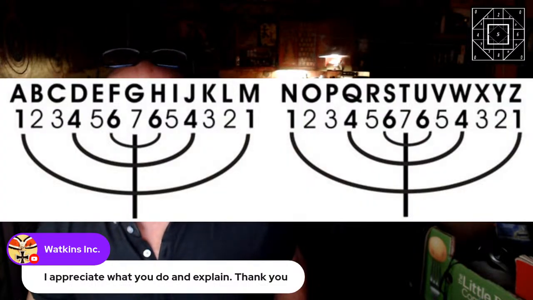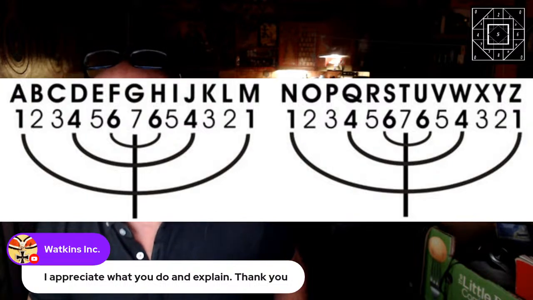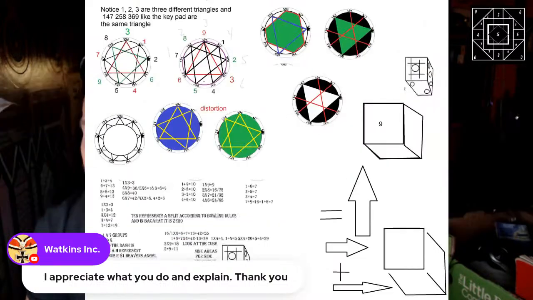Here's our candles. It just so happens at my synagogue, there's 5 candles on one side for the women, and there's 7 for the men. Here is Tesla, Nikola Tesla, 3, 6, and 9.